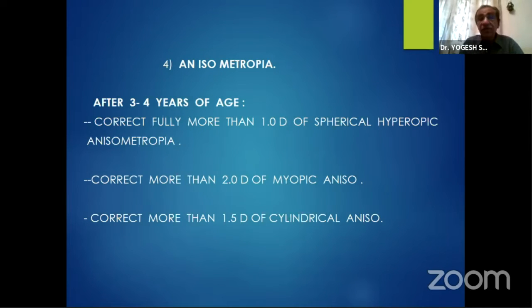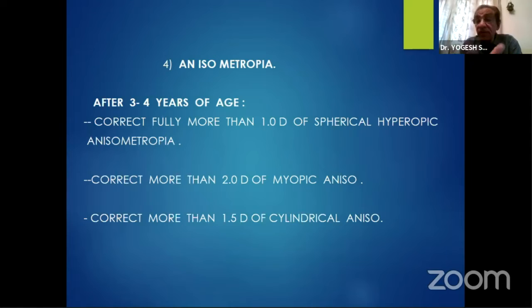Now, after 3 or 4 years of age, correct fully anisometropia of more than 1 diopter spherical hypermetropia, correct more than 2 diopters of myopic anisometropia, and correct more than 1.5 diopters. That means spherical hyperopic anisometropia is more dangerous, more detrimental, and a greater cause of concern because it causes amblyopia. So any hypermetropic anisometropia of more than 1 diopter after 4 years of age.